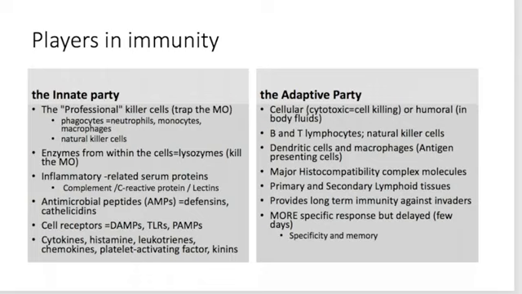We have major histocompatibility complex molecules. This is a way that we present antigen. This also involves our primary and secondary lymphoid tissues. This is what's going to provide long-term immunity against invaders.